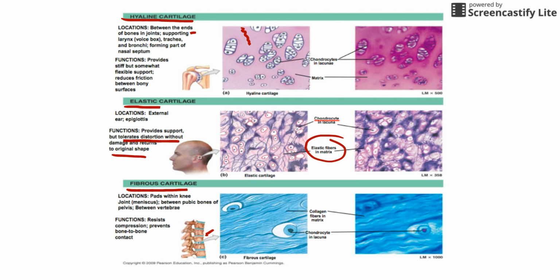You also have this in your knees, so between your femur, your thigh bone, and your tibia, which is your shin bone, you have the same stuff. And it prevents the two from smashing together. In fact, if any of you have heard of a meniscus, this is what a meniscus is. A meniscus is made out of this fibrous cartilage, and it's just a padding right between the two bones that prevents them from smashing into each other.